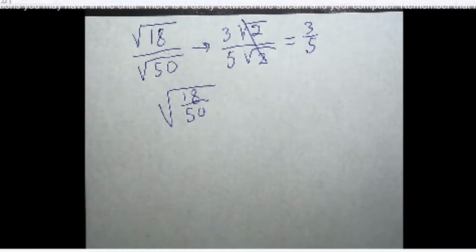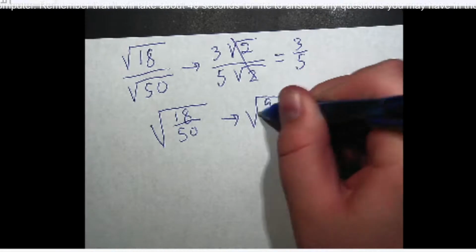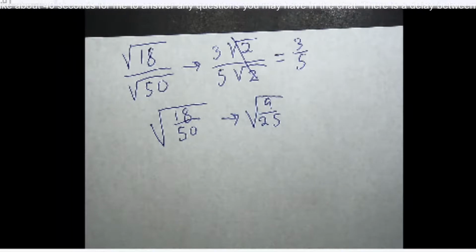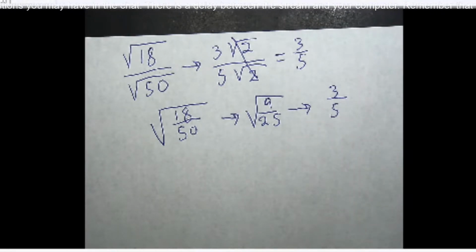Well, 18 and 50, that can be simplified. In fact, they can both be divided by 2. Just like we did up here. So that gets us the square root of 9 over 25. And oh hey, 9 and 25 are both perfect roots, so we can take those roots. Square root of 9 is 3. Square root of 25 is 5. Either way you want to do that, fine by me. But I think these are the 2 easiest ways to think about them.